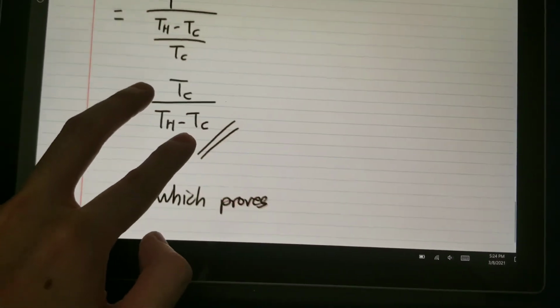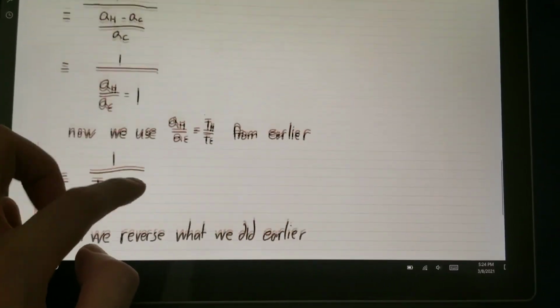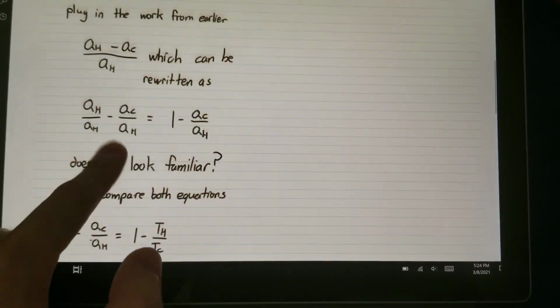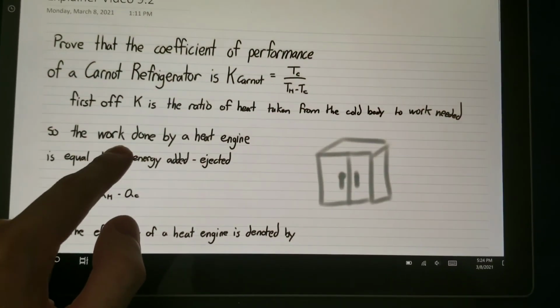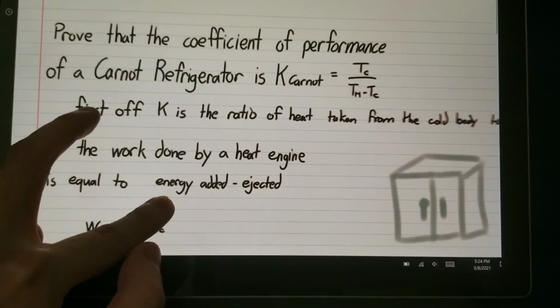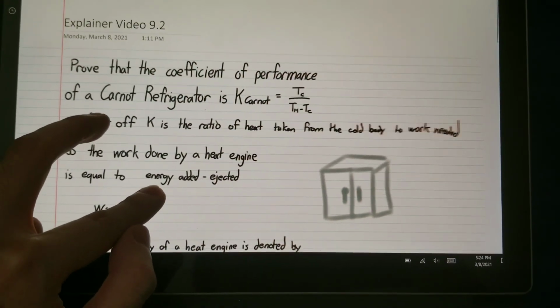A lot of these problems really tend to love plug and chug and saving certain values for later on in the problem. So when it comes to these kind of problems, it's best to keep track of what values are important and what are not.